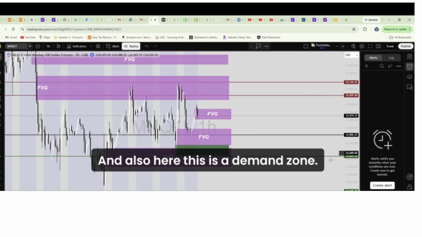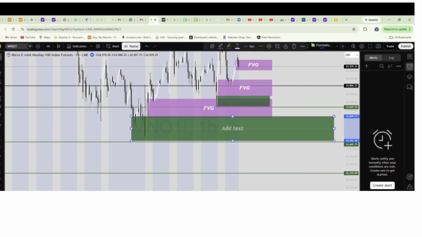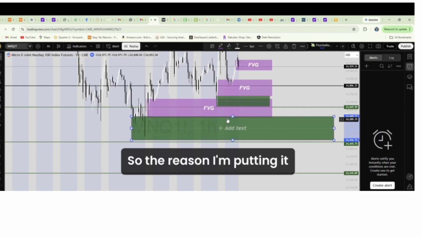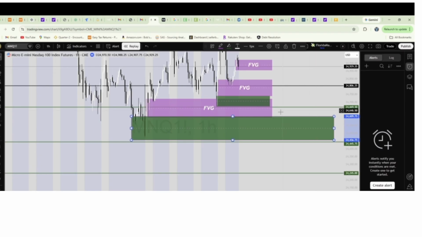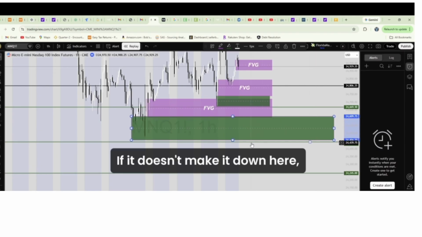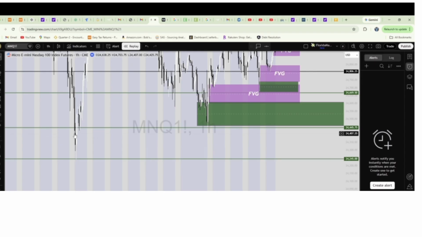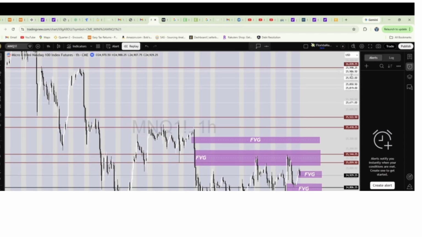And also here, this is a demand zone. And it makes more sense because here is a support right here. The reason I'm putting it in is so that if price comes and bounces here, we can go up. If it doesn't make it down here, you'd still be open for it. And down here, this is another demand zone. Another area of demand. Okay.